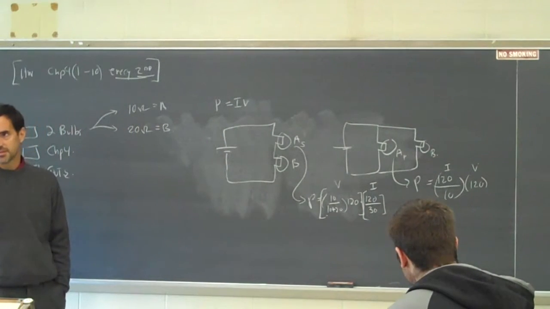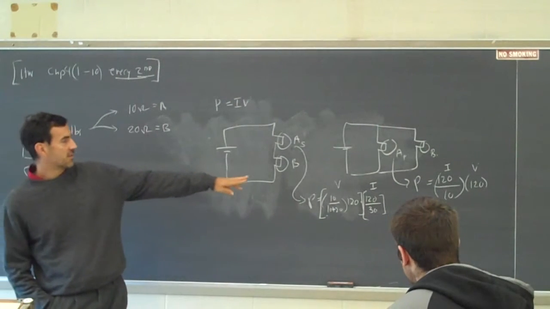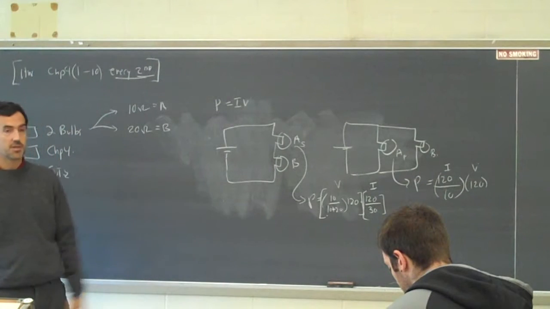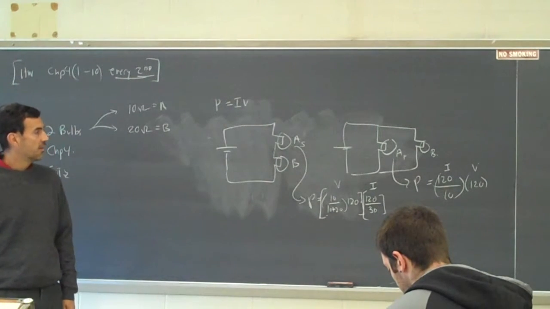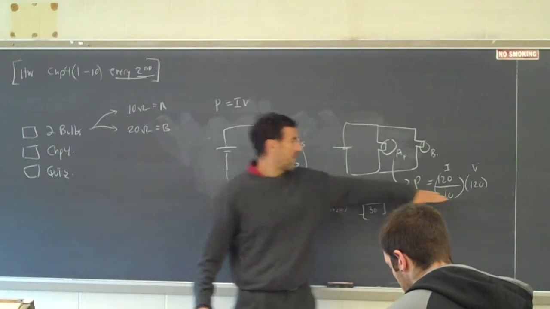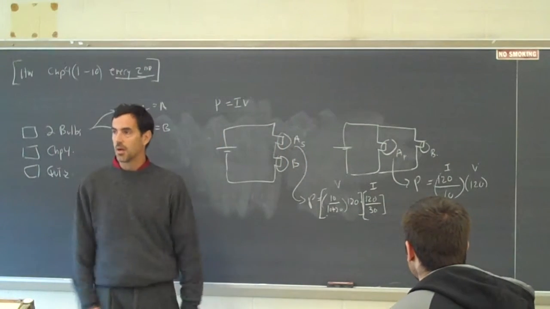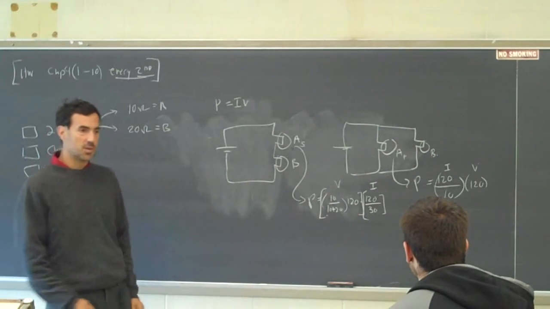Compare the two brightnesses. I have written down the brightness for bulb A in parallel, bulb A in series. In each case, the power is current times voltage. And I'm going to compare this with this. Now, I could put that into my calculator to get a number, put that into my calculator to get a number, look at the ratio. I can kind of skip that step, though, by just looking at the differences between these two.